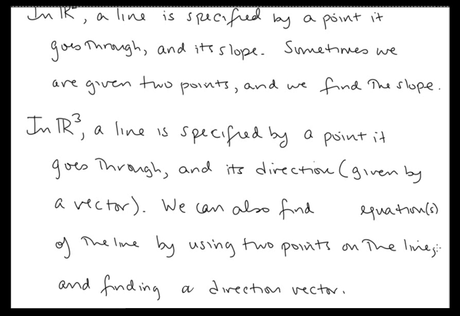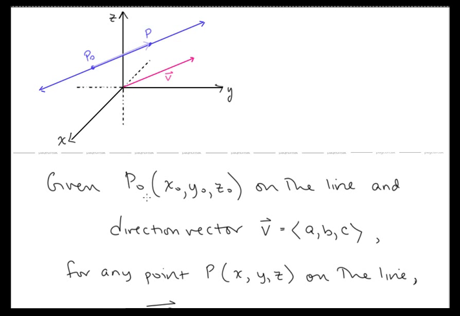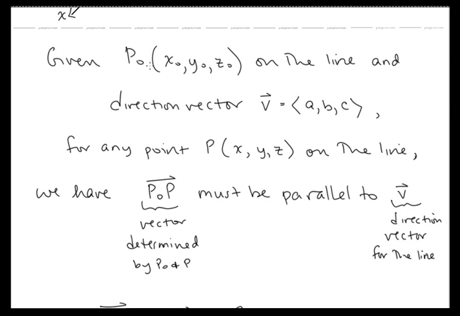Given point P0 on the line, here's P0, and direction vector V, so this line is following the same direction as V. For any point P on the line, we have that the vector P0P must be parallel to vector V. P0P is the vector determined by those 2 points, and V is the direction vector for the line.